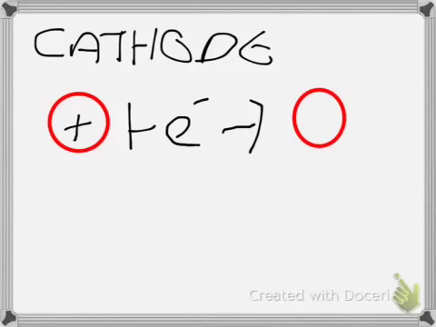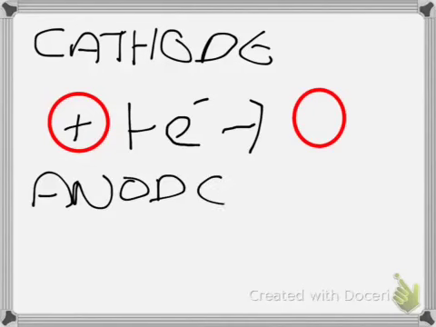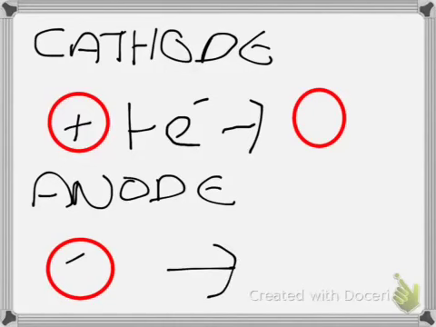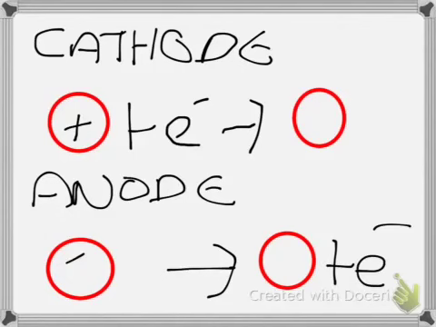And then at the anode, I'm going to have a negative ion, and that's going to make my atom or molecule, which is neutrally charged. I'm also going to produce an electron.